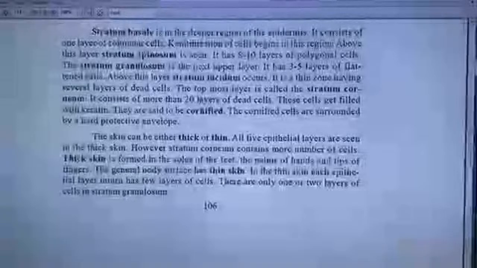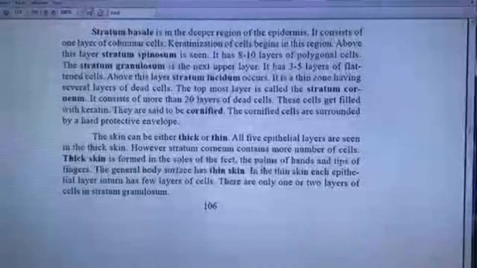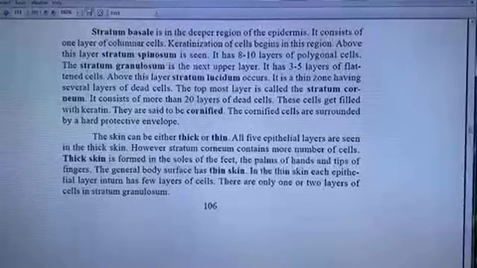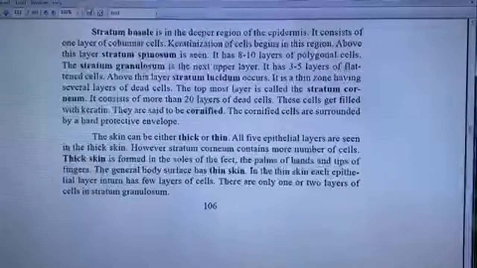The skin can be either thick or thin. All five epidermal layers are seen in thick skin. However, stratum corneum contains more number of cells. Thick skin is found in the soles of the feet, the palms of hands, and tips of fingers. The general body surface has thin skin. In thin skin, each epidermal layer in turn has few layers of cells. There are only one or two layers of cells in stratum granulosum.